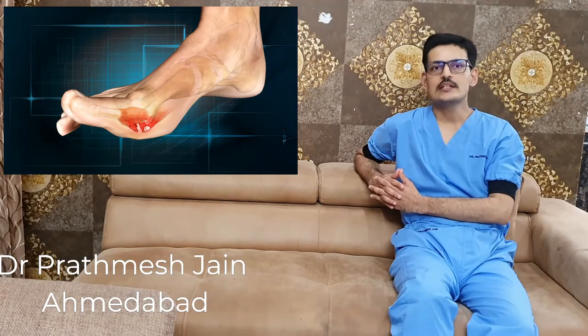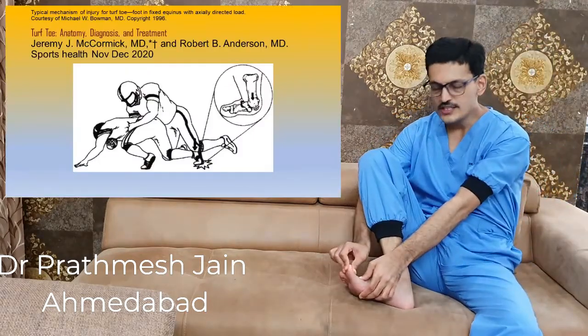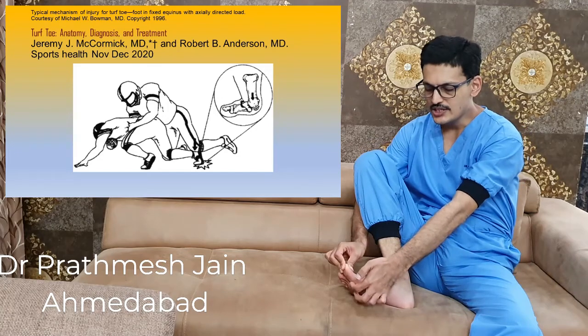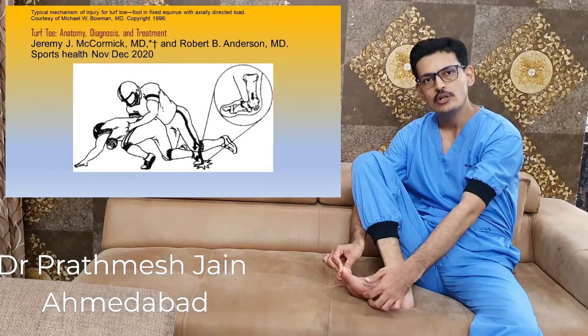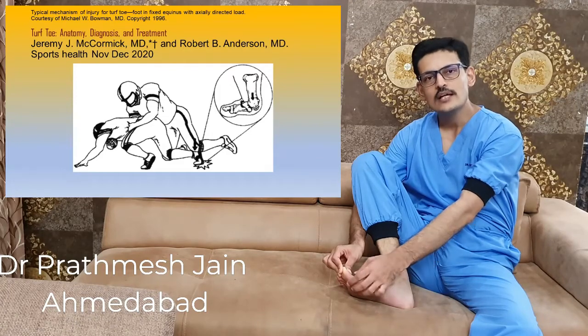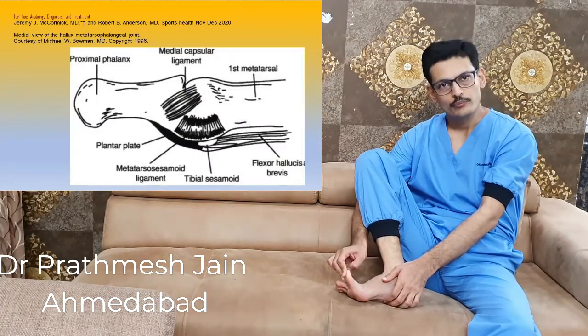Turf toe is a soft tissue injury of the great toe in which the great toe hyperextends like this and there is an injury in the plantar plate on the plantar aspect of the great toe. This is called turf toe. So it's a soft tissue injury in which there is a forceful hyperextension of your great toe.